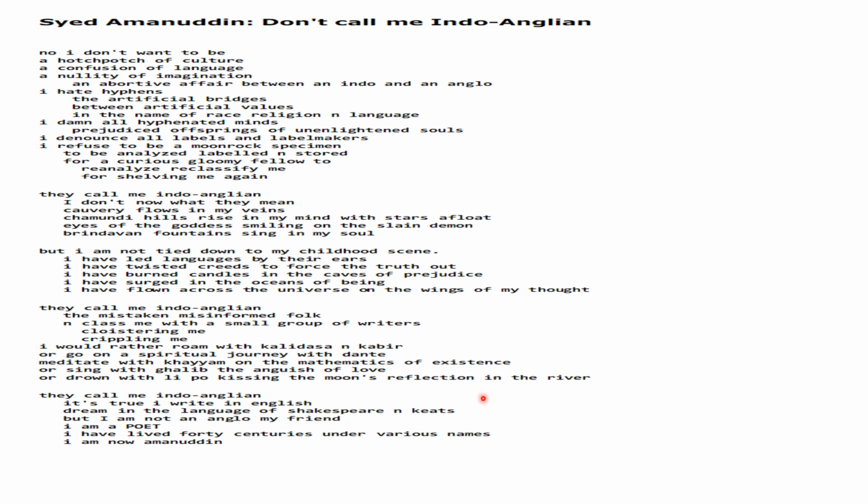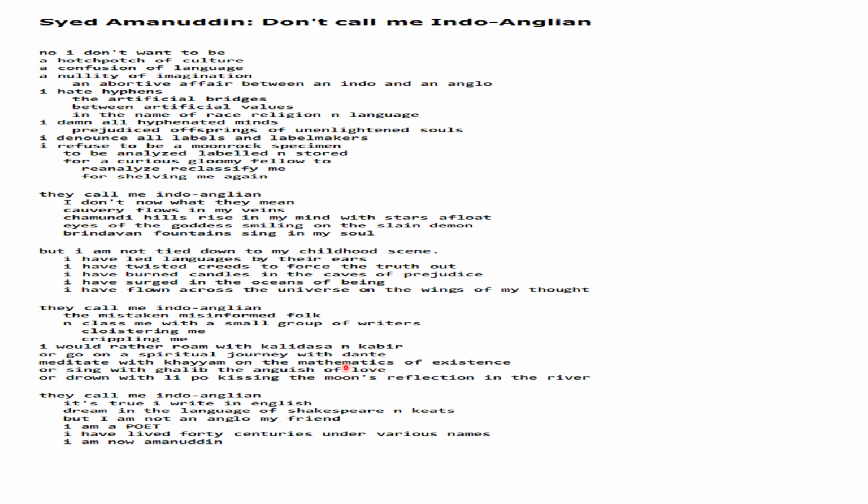So what he is feeling is that when I am labeled, when I am classified, ये लोग मुझे बंद कर रहे हैं एक shelf में, एक category में, and I feel they are mistaken, they are misinformed because I would rather roam with Kalidas and Kabir. He wants to roam with Kalidas and Kabir or go on a spiritual journey with Dante. He's talking about the largest horizon from Kalidasa to Kabir to Dante.